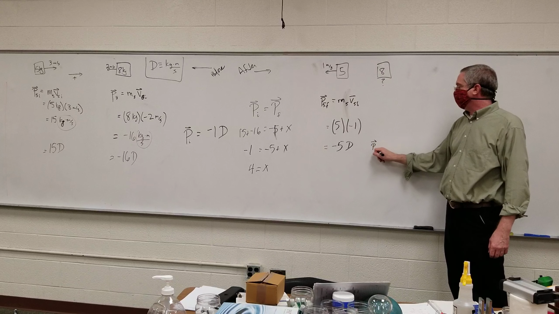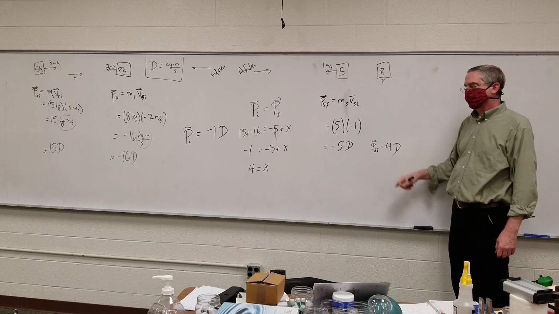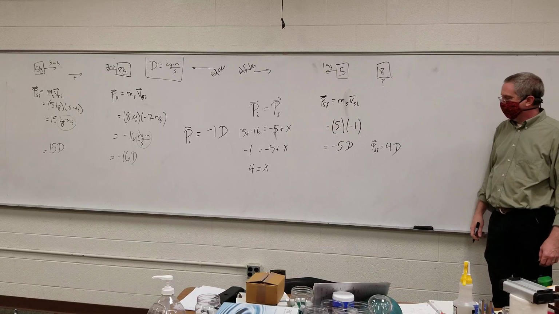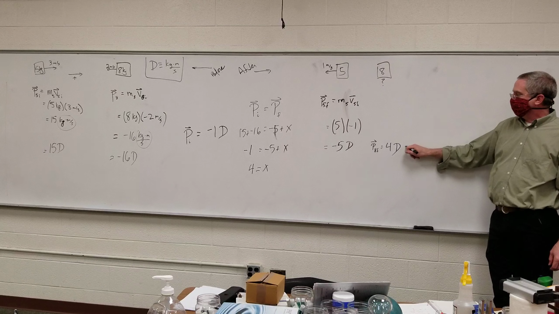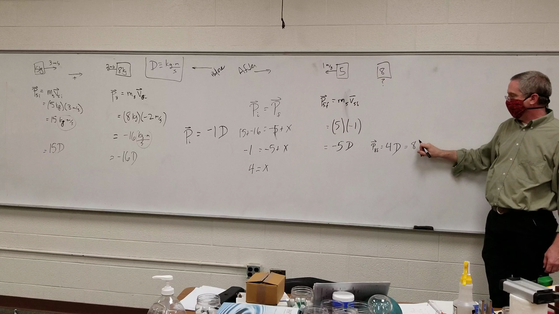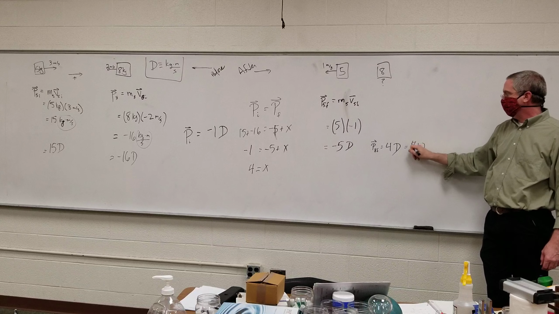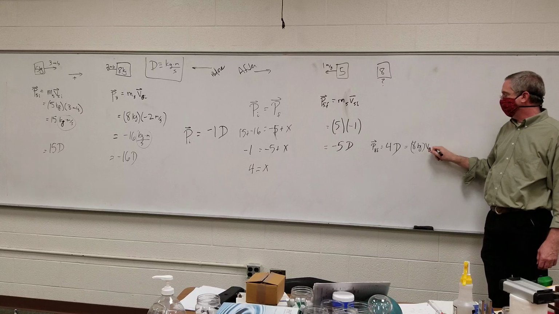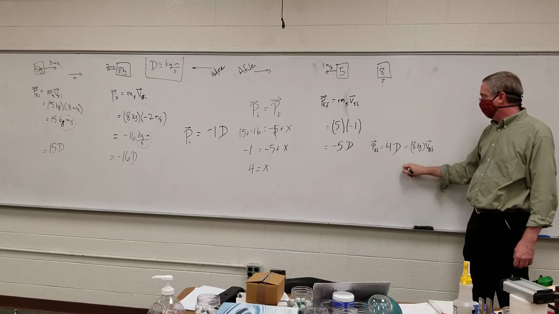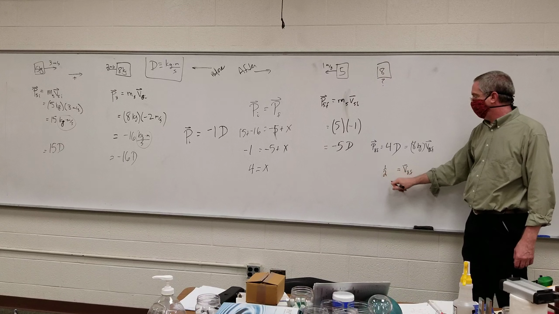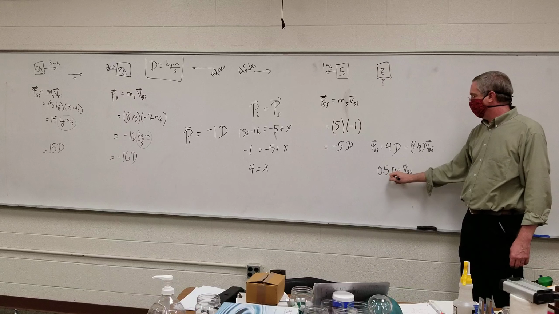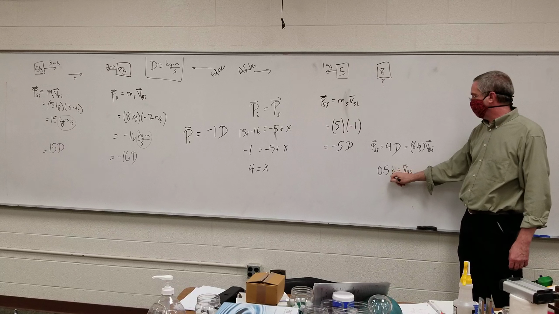So the momentum of the 8 kilogram mass finally has to be 4 kilogram meters per second. And so now, if I ask what is the velocity of this afterwards, well, momentum is equal to mass times velocity. That's equal to 8 kilograms times V8 final. So V8 final is 0.5 meters per second.